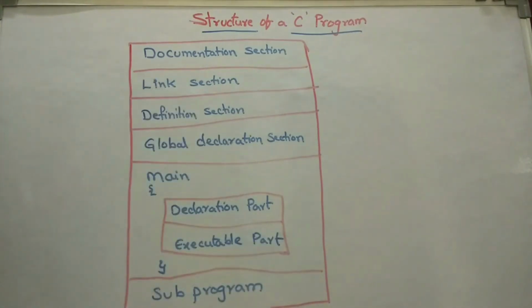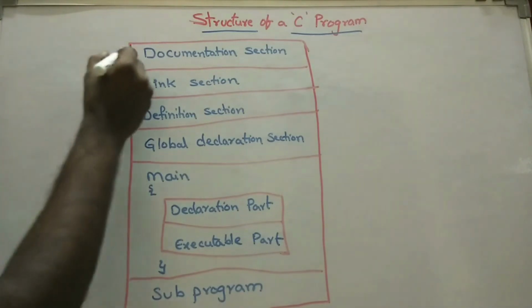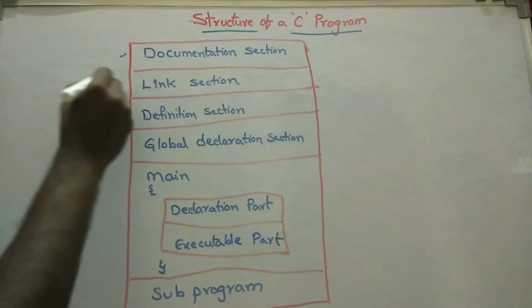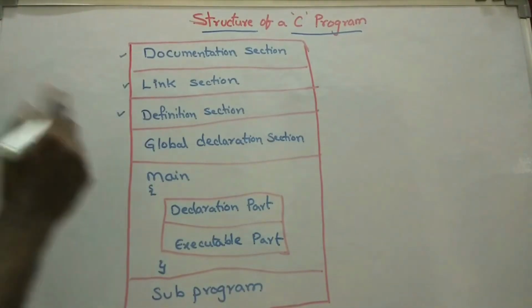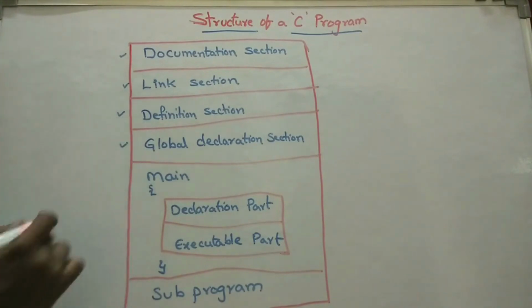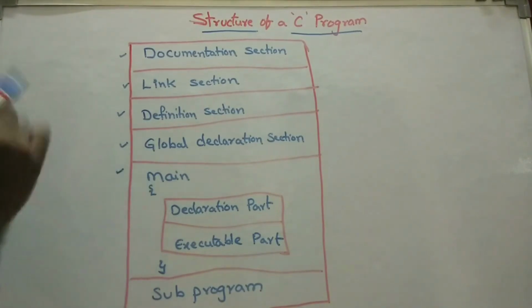This is the basic structure of a C program. What is the first section? The first section is the documentation section. The second one is the link section. The third section is the definition section. The fourth one is the global declaration section. The fifth one is the main section. And the last one is the subprogram section.